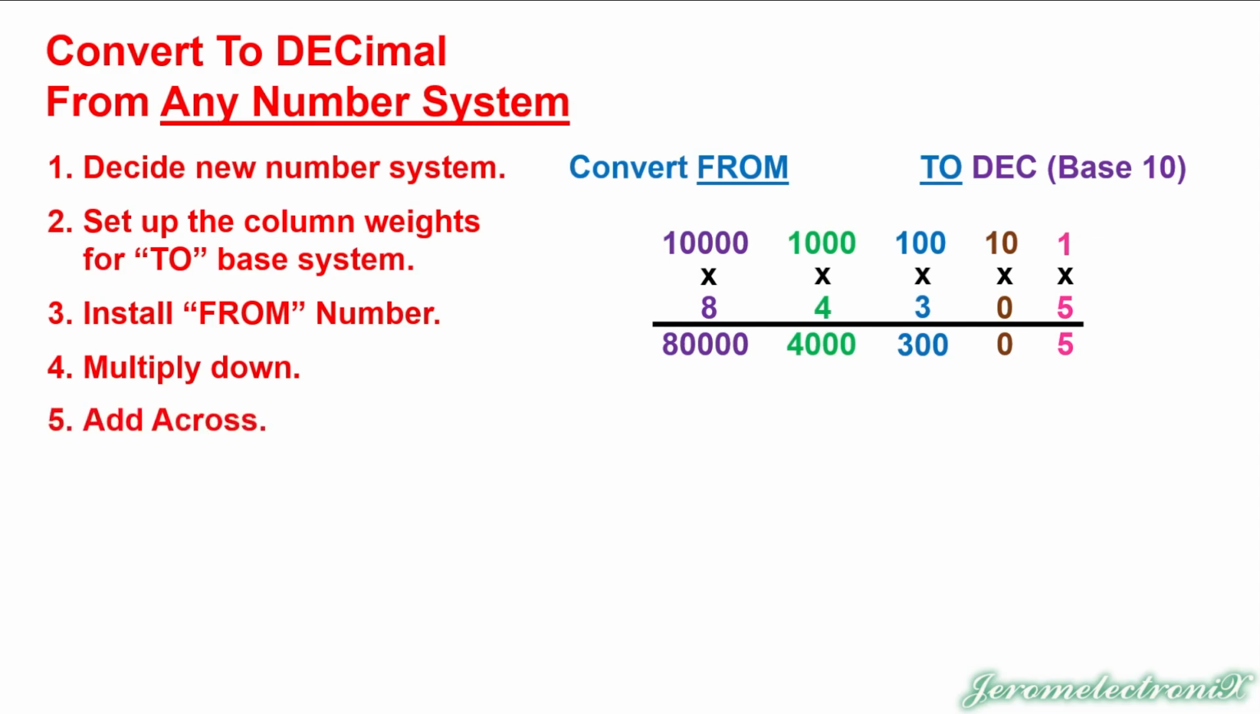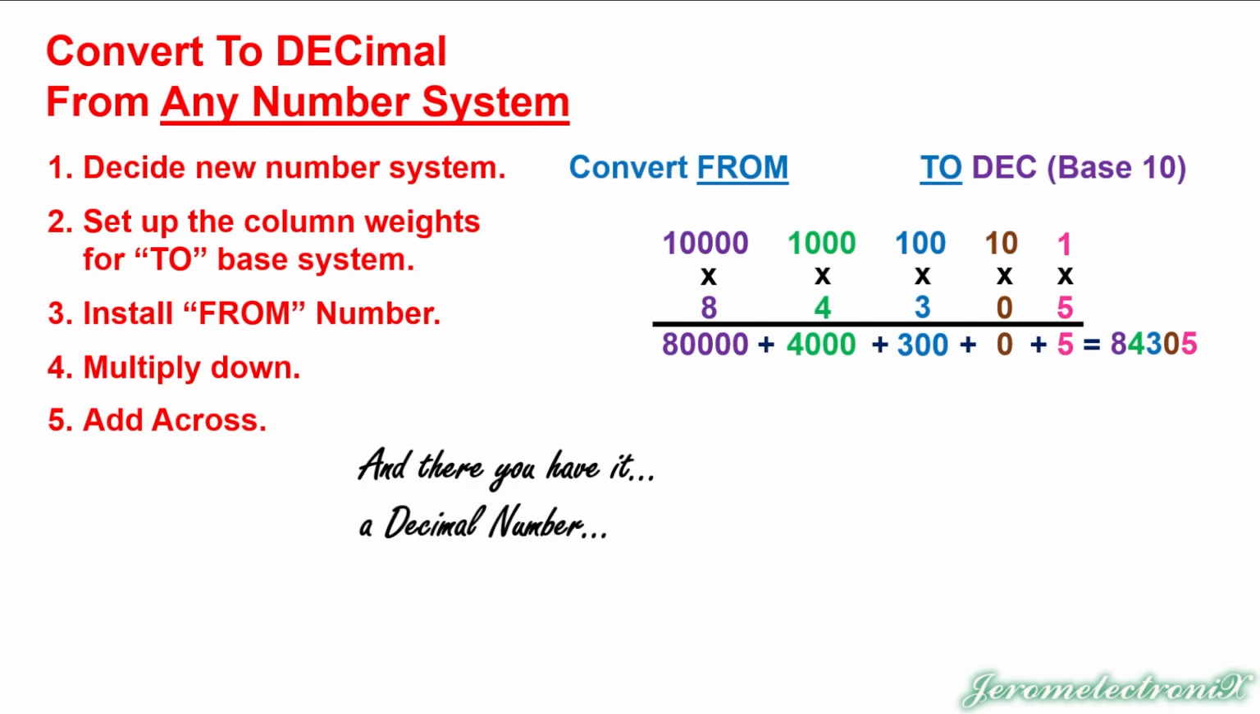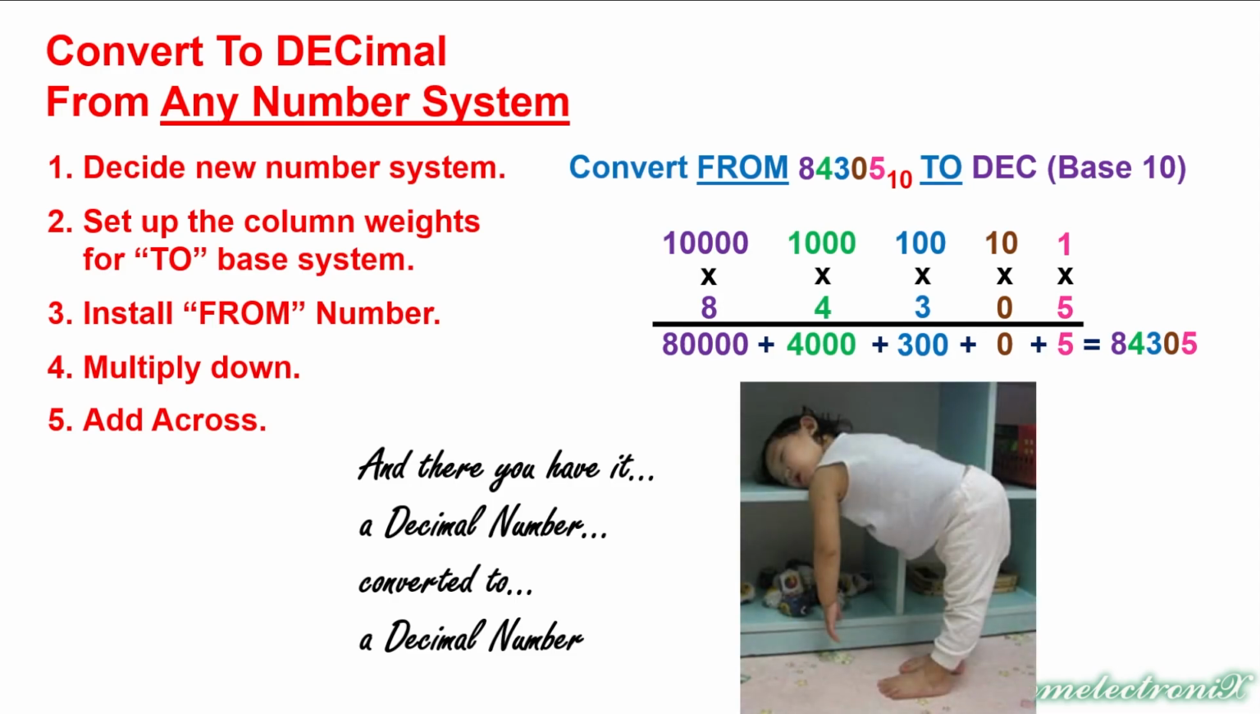Next step, add across. So we're going to add all these up. Of course, if you add 80,000 to 4,000 to 300 to 0 to 5, you get 84305, which is the number. And there you have it, a decimal number, 84305, converted to a decimal number. Now, kind of boring. So let's try another number in another number system.